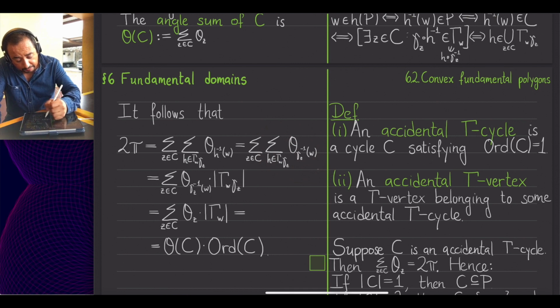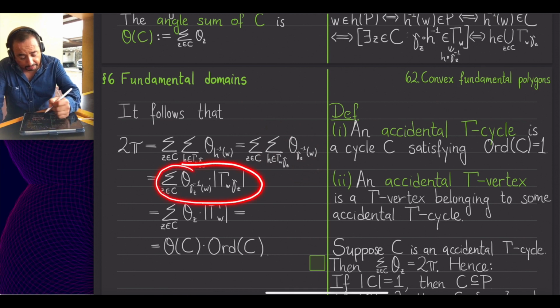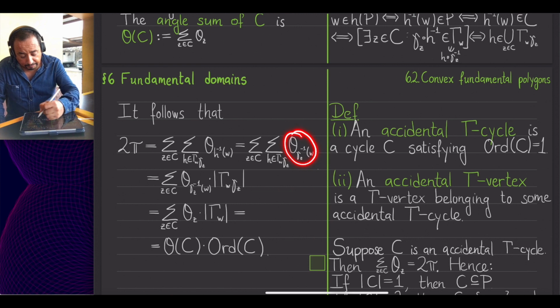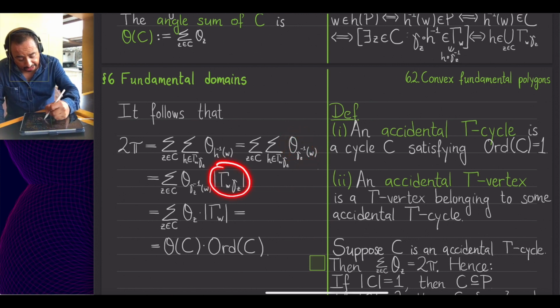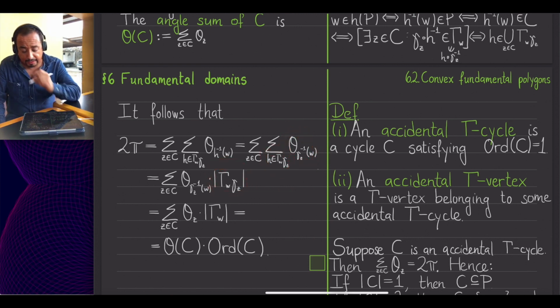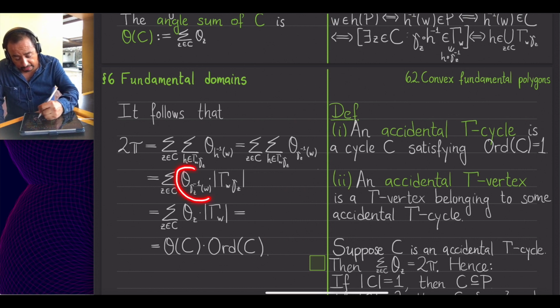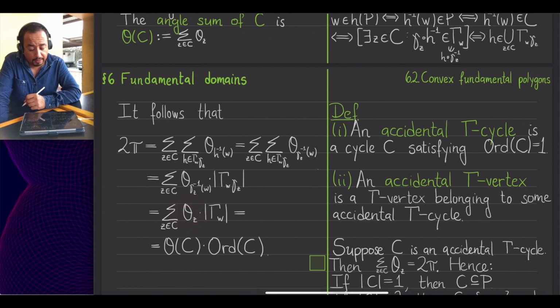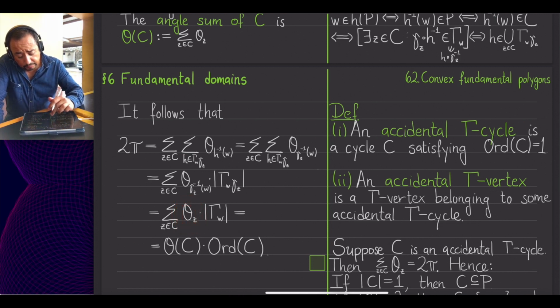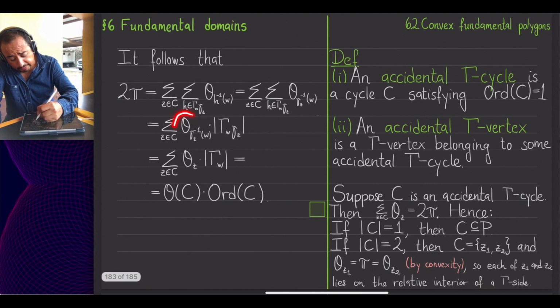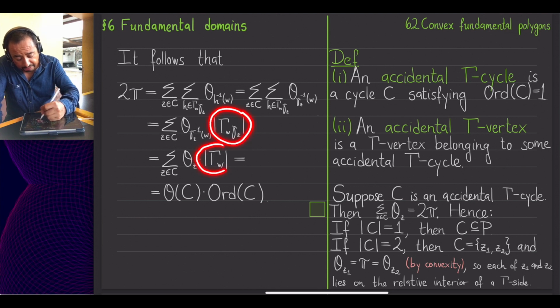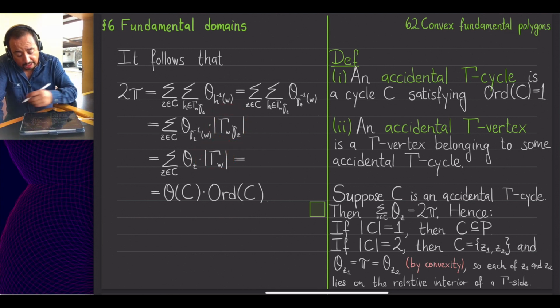So I have this equal to this, right? This is added this many times. Okay. Now this one is equal to theta of z, right? Because this is the angle at z. Okay, and then this is the size of the stabilizer, and the result follows, right?